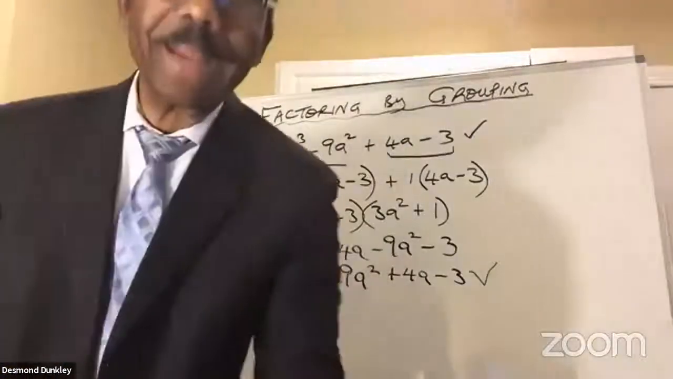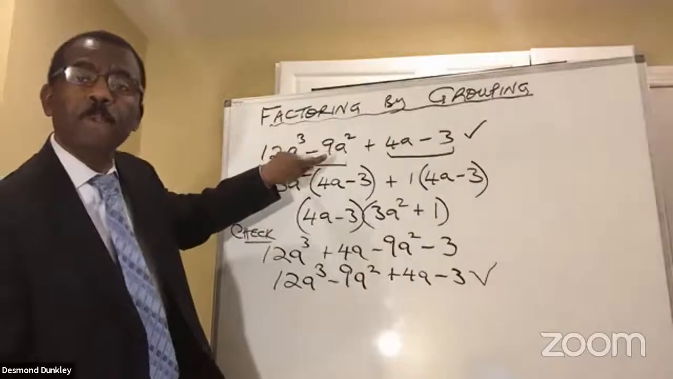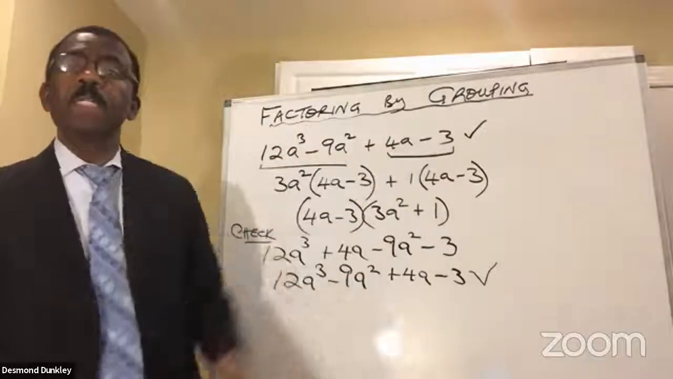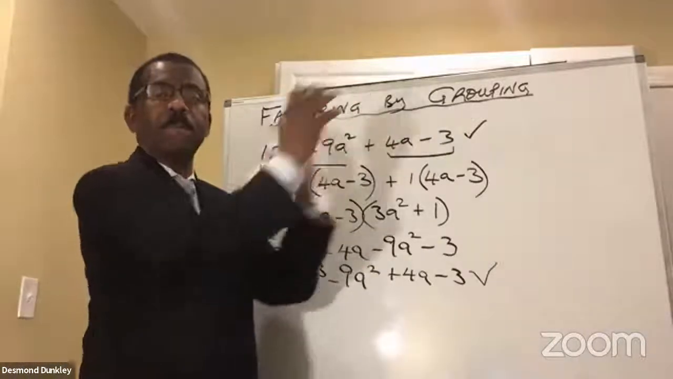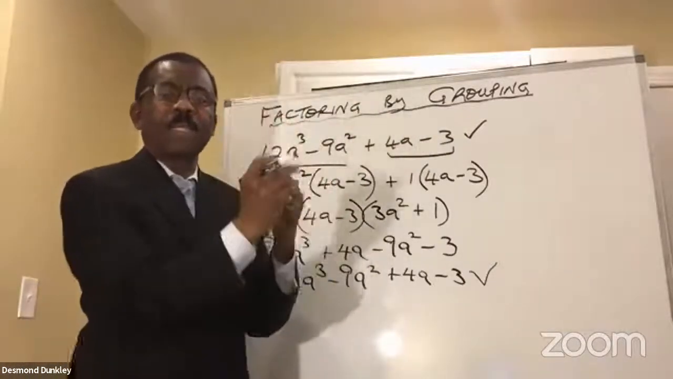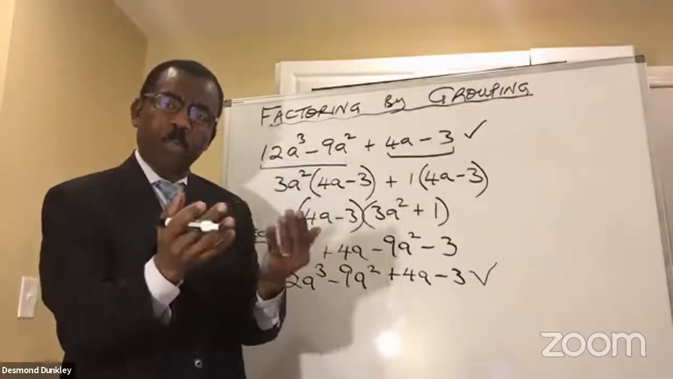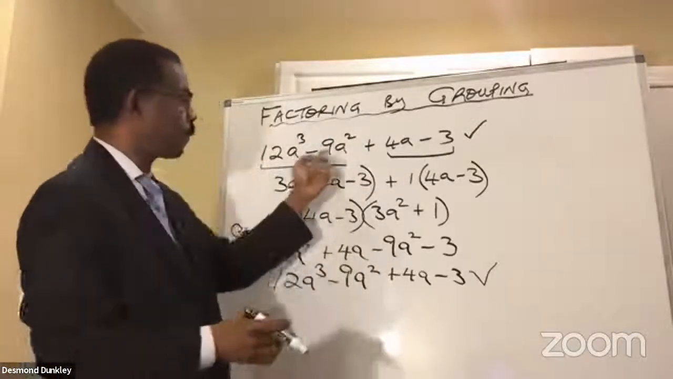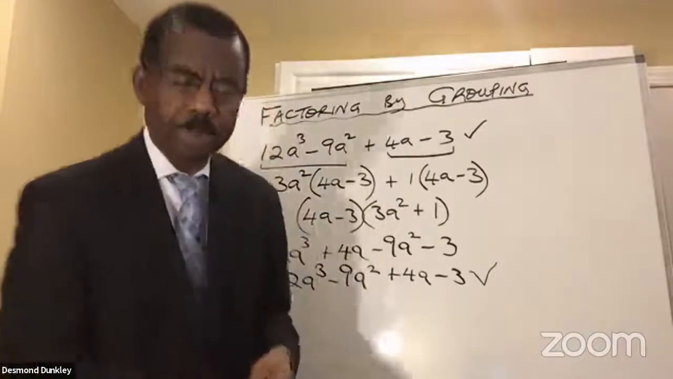I should point out here that for the first question we did, we were able to group the first two and the last two. Sometimes that doesn't work. Sometimes you might have to mix the numbers up, move them around, and put them in closer proximity to other terms in order to group. So it's not always the first two and the last two. Keep that in mind. It doesn't always have to be like that.